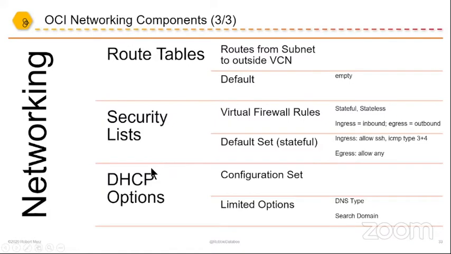There are DHCP options. DHCP is a protocol that allows you to configure or assign IP addresses for virtual network interface cards automatically. This DHCP standard has lots and lots of options. There are over 100 things you can automatically assign to network interface cards, from DNS servers to time servers to all kinds of stuff. The Oracle Cloud has very limited options, to be precise, the DNS type and the search domain. That's all you can configure for the standard DHCP options. If you want more, you have to set up your own DHCP server.